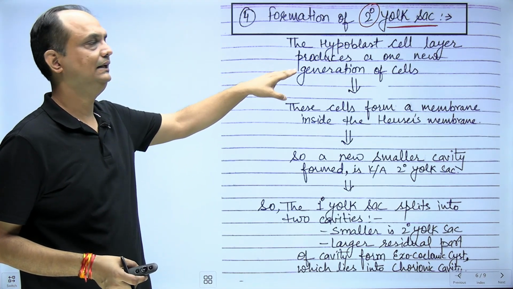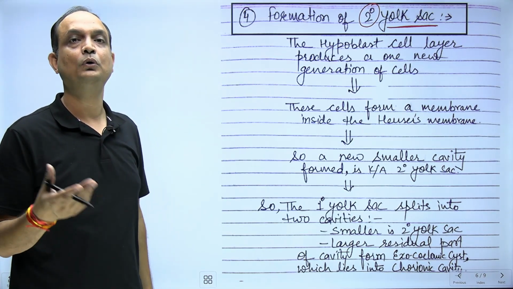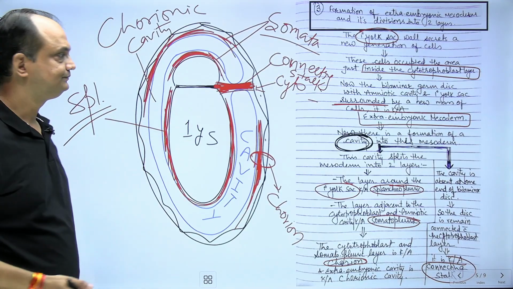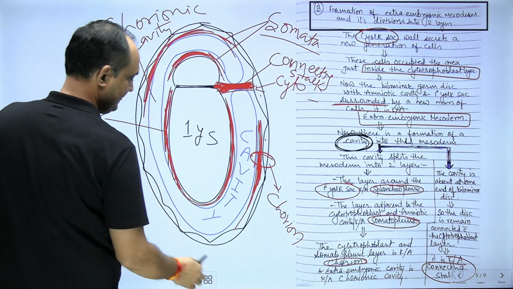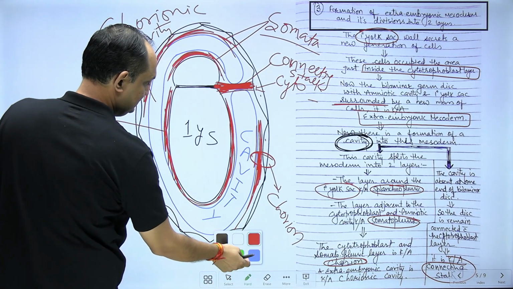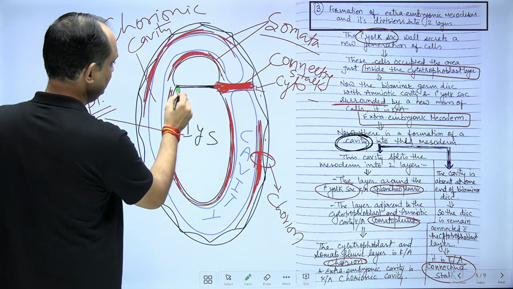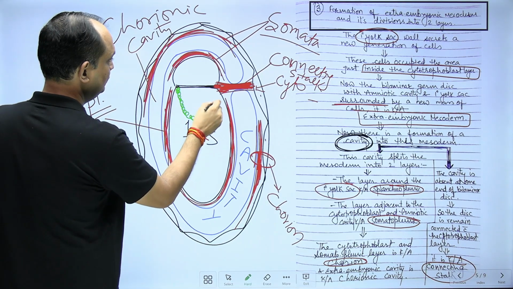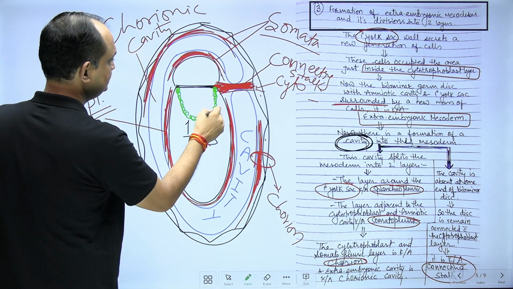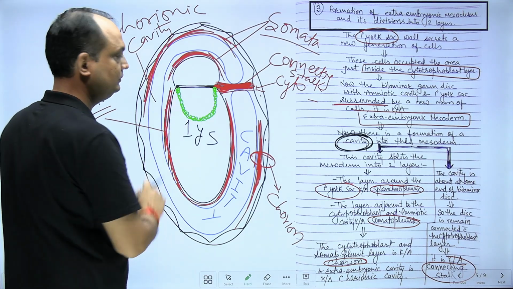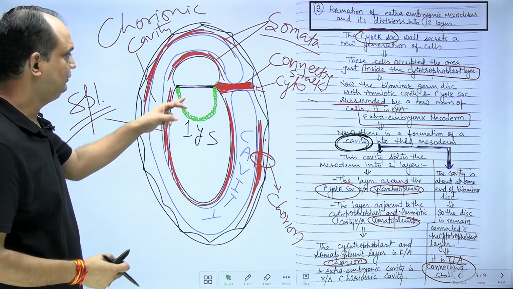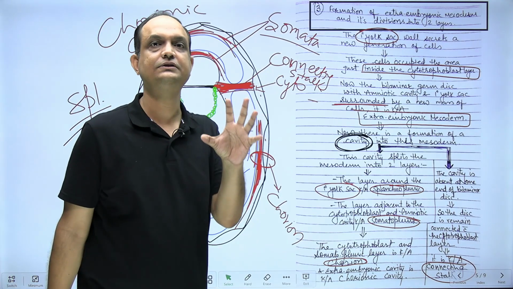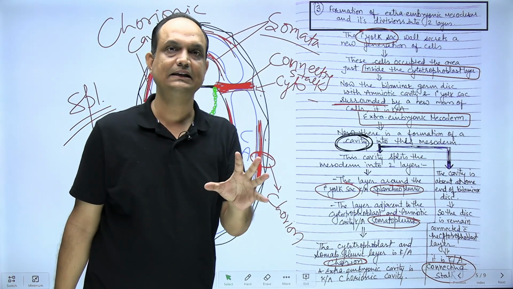So the hypoblast cell layer now produces one more new cell layer. What is happening here? Now this is your primary yolk sac, this is your hypoblast. Now this hypoblast will produce one more new generation of cells. These new generation of cells will go and line a very small cavity as compared to the yolk sac. So here what you are able to see, first there was a blastocyst lined by the trophoblastic cells.